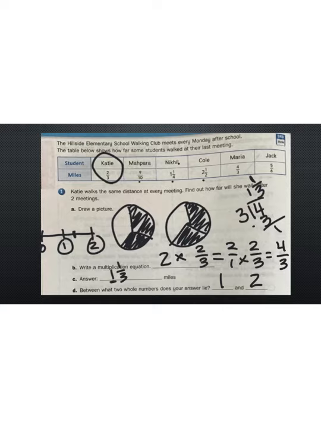Let's go ahead and move to the next. All right, so on this page, we are going to take a look at number 2. It says Jack walks the same distance at every meeting. Find out how far he will walk after 4 meetings. Draw a picture. So I'm going to draw a number line.